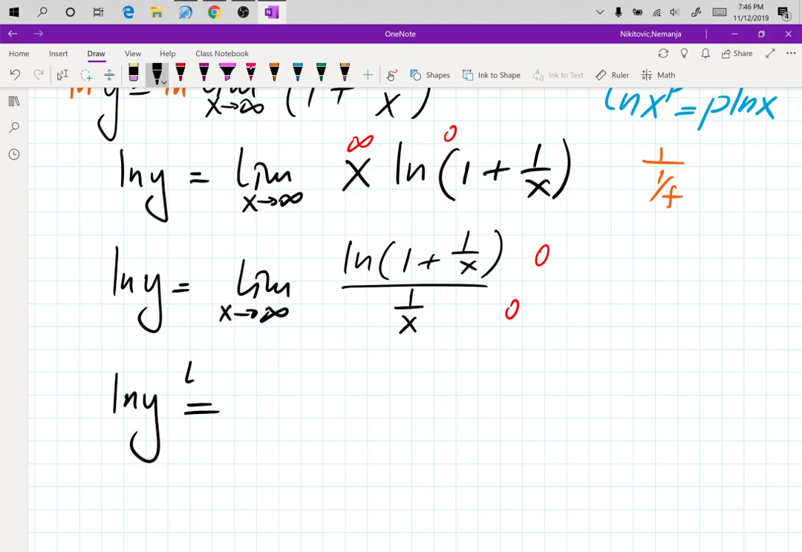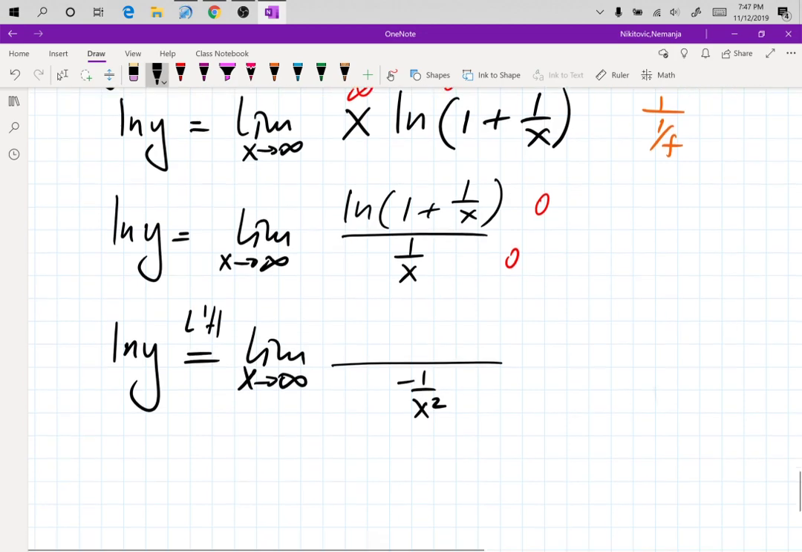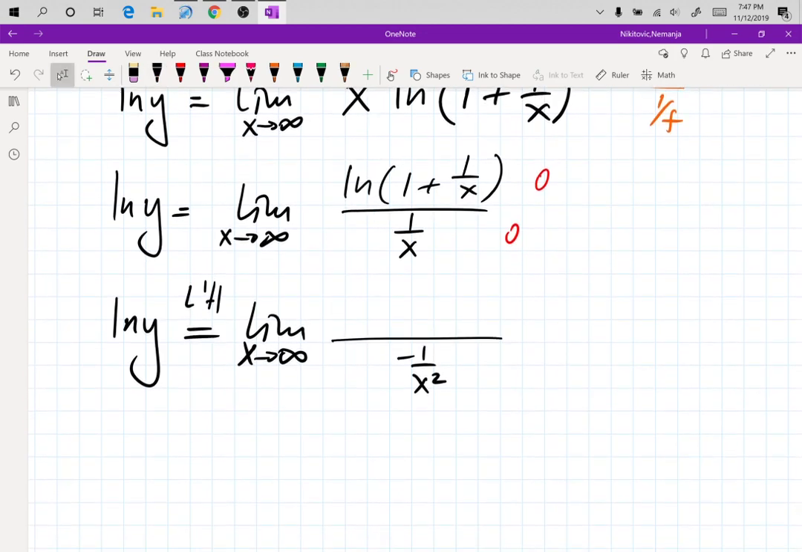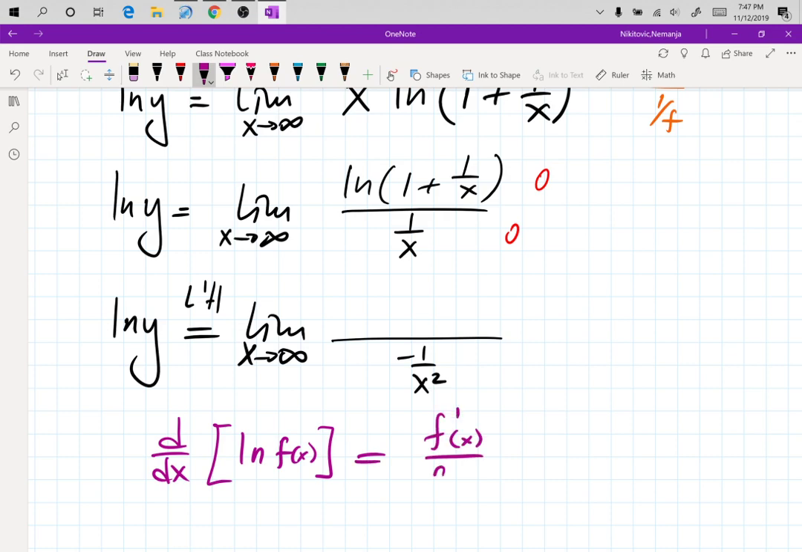ln y, put the L'Hopital up there. We have the limit as x goes to infinity, and now you take your derivatives. The denominator is good old negative 1 over x squared. The numerator now, I did ask on the exam to tell me the formula, and this is why I need you to know this formula. I asked you on the exam to tell me the formula for the derivative of ln of some function. And you were supposed to write f prime of x divided by f of x.